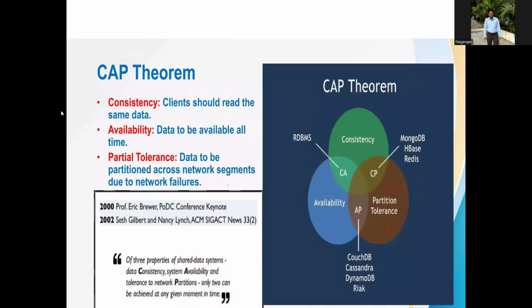And the CAP theorem. Here there are three important terms: first is consistency, next is availability, and next is partition tolerance. These are the new terms we are discussing with the NoSQL concept. Consistency means the client can read the same data. Availability means data is available all the time. Partition tolerance means data is partitioned, divided across network segments, even when the network fails. Later we will discuss everything. These are very helpful and follow the concept of ACID properties also.